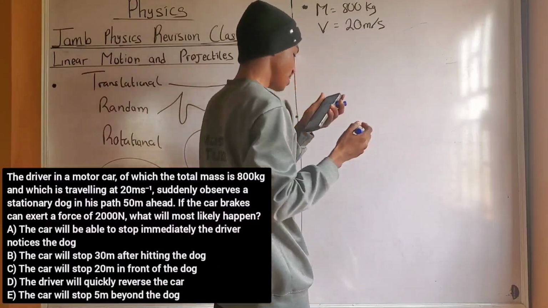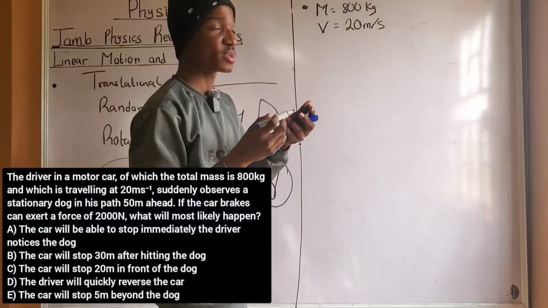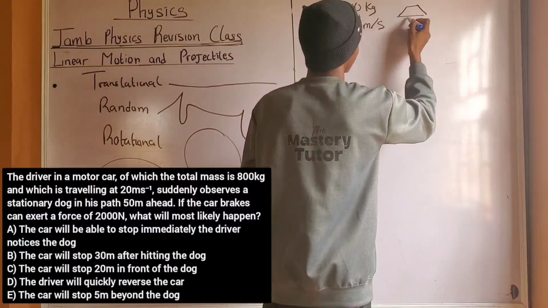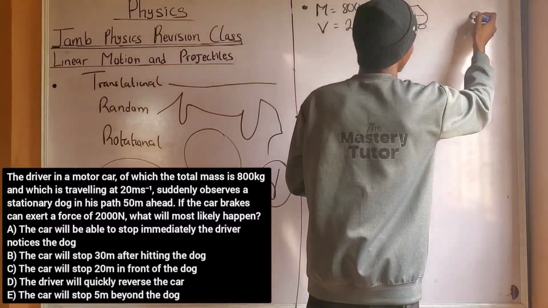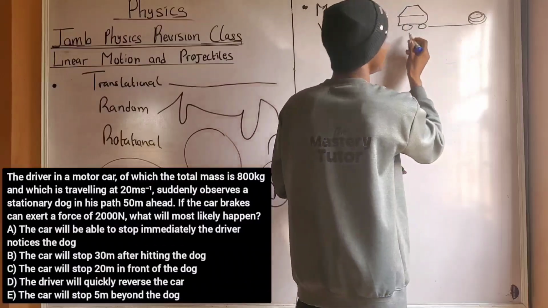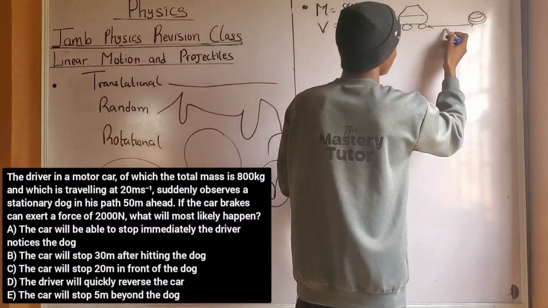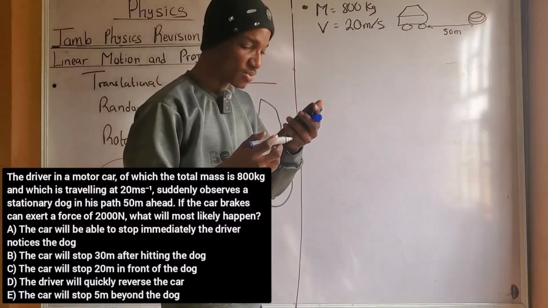Now, the distance between the car, listen to me carefully. Let's say this is the car, and a dog was positioned here. The distance between them, when the driver observed the dog, is what? 50 meters. Okay?